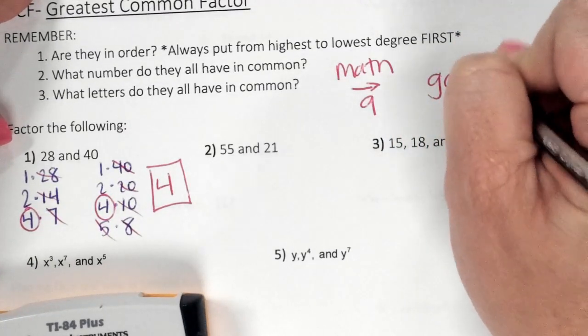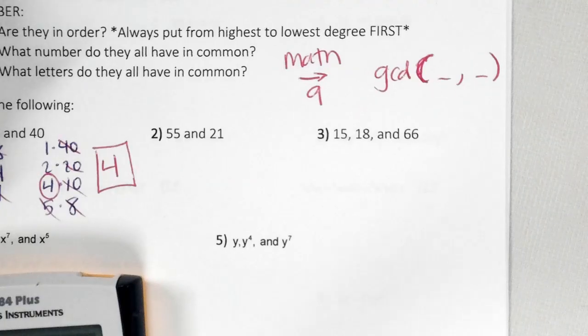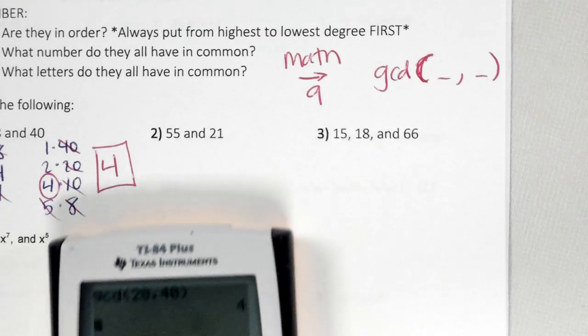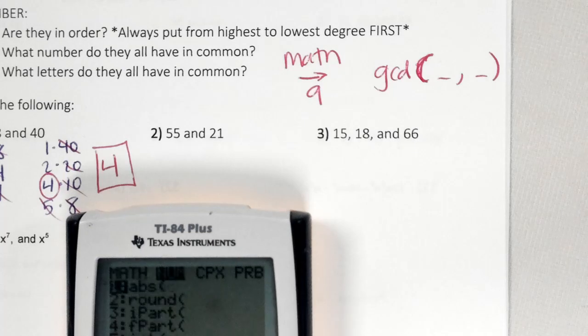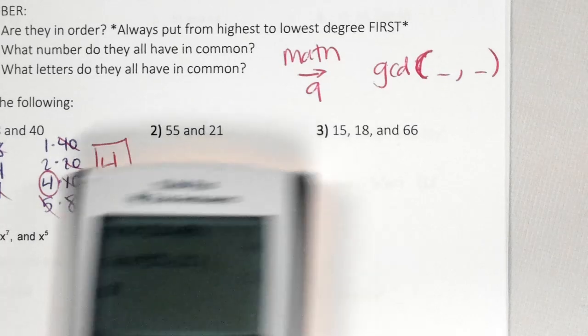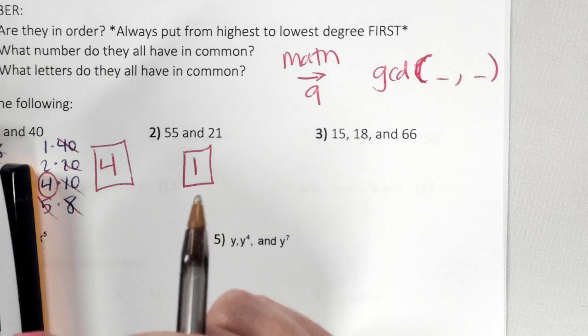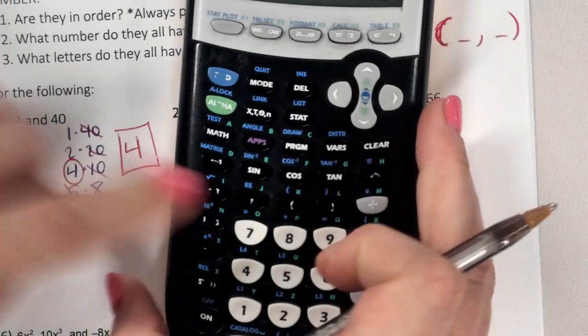And you're going to put a comma between. You can only do 2 numbers, no letters, no negatives. We'll learn how to do those on our own. Okay. So now I can do math, right, 9, 55, comma 21. And what's my answer? 1. It's right next to the parentheses. Right here.